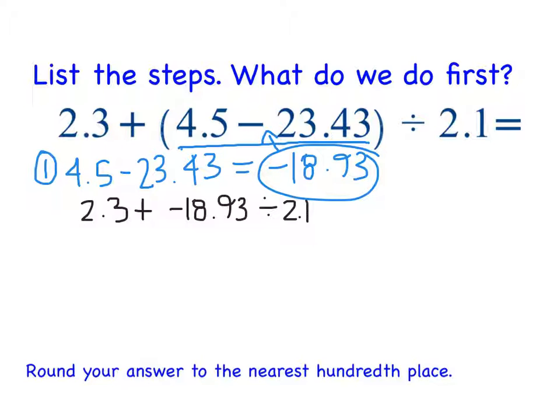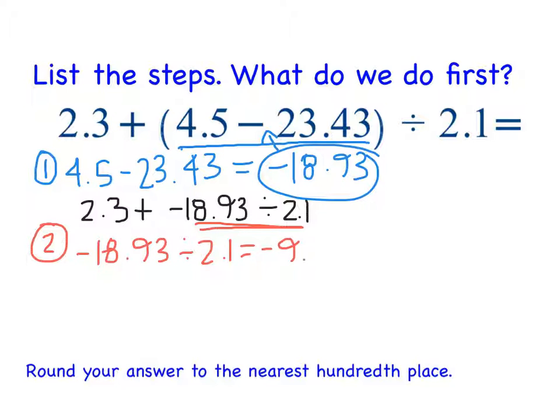Our next step is to compute the division here, because division comes next. So negative 18.93 divided by 2.1. And that gives us a nice long decimal, 9.0142, and it goes on for a while. But since we know for our final answer we're rounding to the nearest hundredth place, as long as I have a couple of digits past that, I'm good to go.